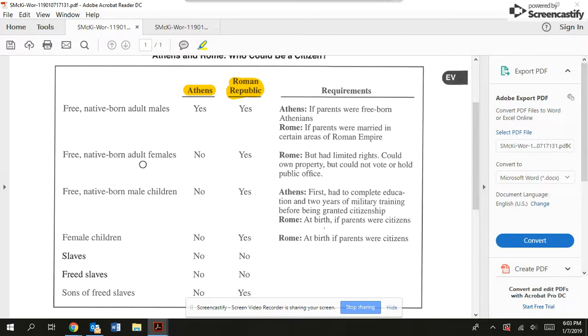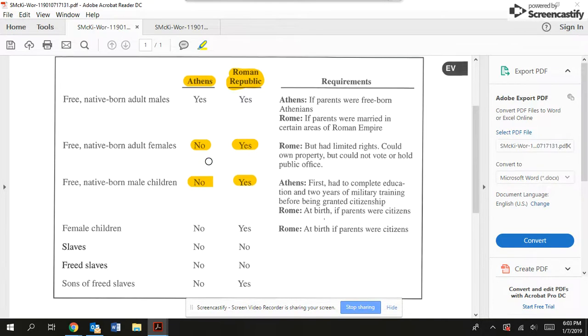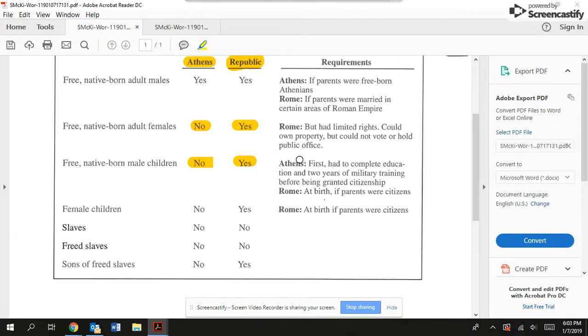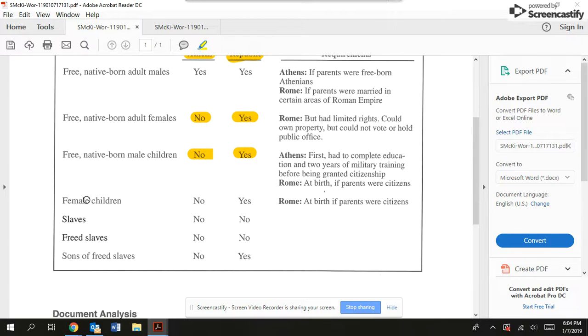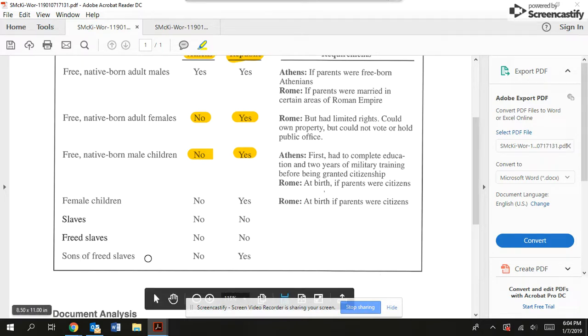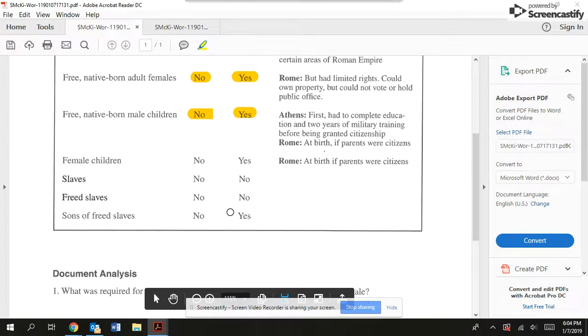And then I can do the same thing here with native-born women. Native-born just means they were born in that country, either in Athens or in Rome. So in Athens, oh no, women are not citizens in ancient Athens, but they are in ancient Rome. Same thing down here with male children. Not citizens in Athens, yes, citizens in Rome. We have some other details off over here to the side. We can talk about female children, slaves, freed slaves, and sons of freed slaves as well.